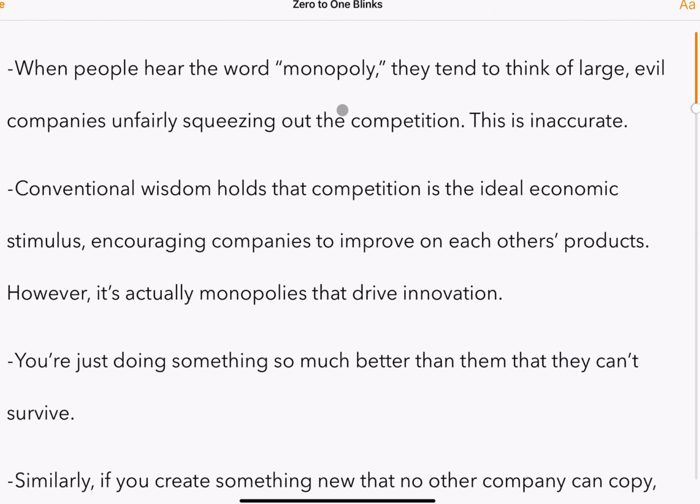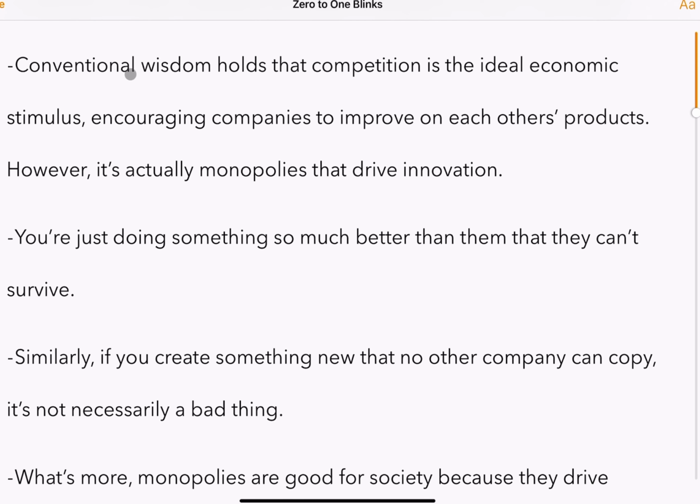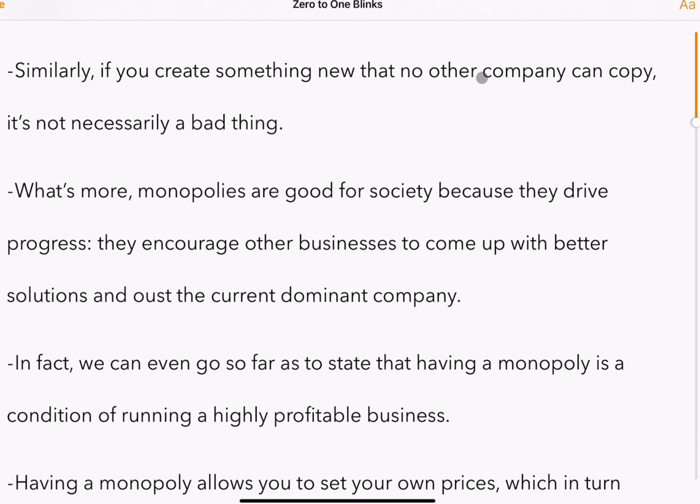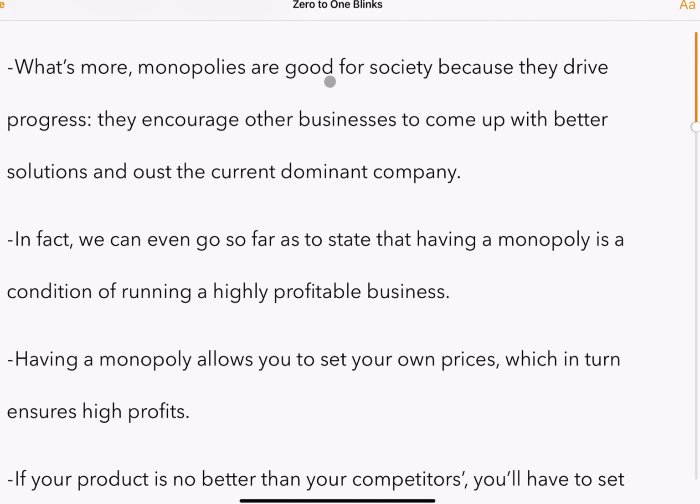So Peter Thiel really makes the argument here that a monopoly is a very good thing, and conventional wisdom holds that competition is the ideal economic stimulus, encouraging companies to improve on each other's products. However, it's actually monopolies that drive innovation, and you're just doing something so much better than them that they can't survive. And if you create something that no other company can copy, it's not necessarily a bad thing, of course. Monopolies are good for society because they drive progress, they encourage other businesses to come up with better solutions, and they oust the current dominant company.